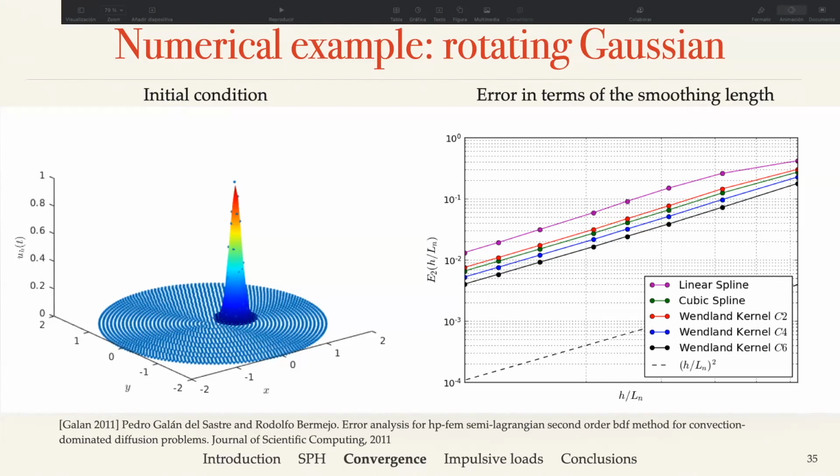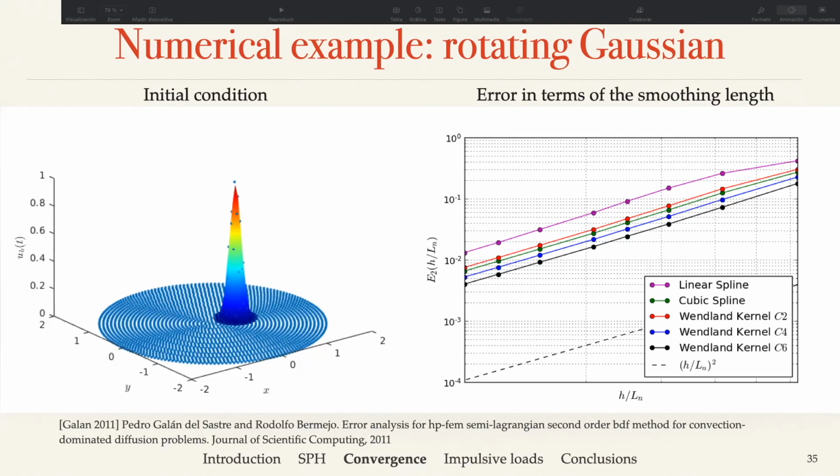Now, on the left, you have the initial datum as well as the particle setup. And on the right, you can see the curves of convergence. Here in the vertical axis, I have depicted the error in terms of the discrete version of the L2 norm. And here we have an adimensional form of h, the smoothing length. You can see that all the kernels considered, which include the linear and cubic spline, as well as the Wendland kernels, converge, and the order of convergence is h squared.